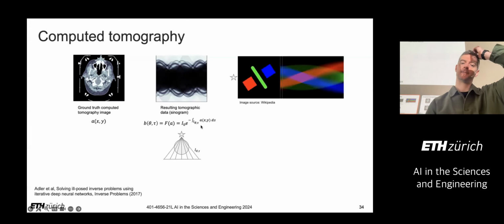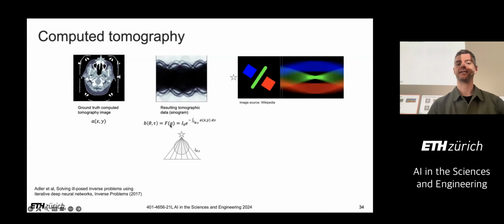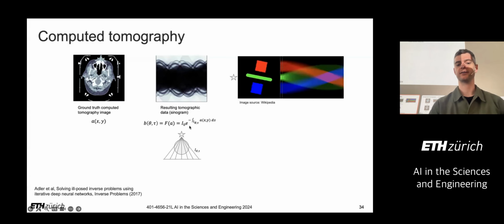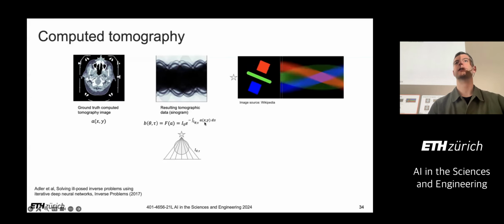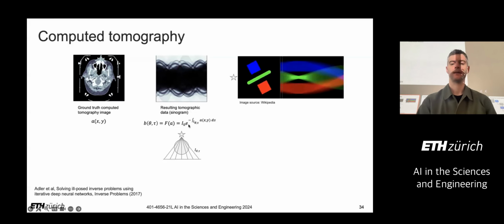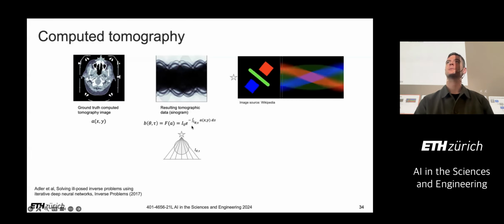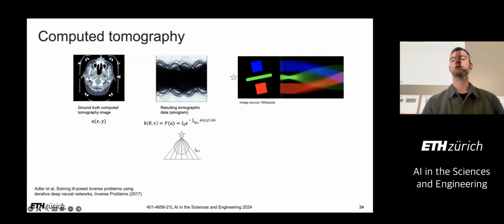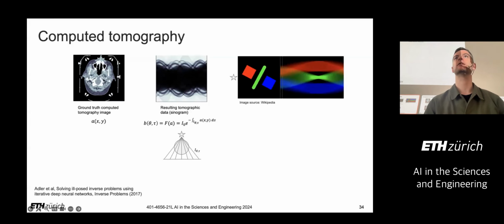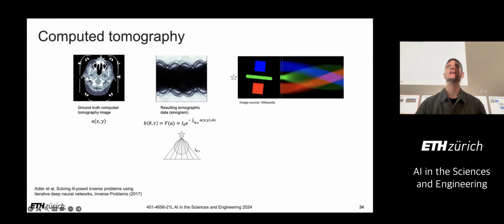We can write this mathematically using our understanding of the physics. We know that the intensity is just a simple line integration, over the line the X-rays traveled, of the absorption function itself, or the absorption image. So does this make sense, the problem and the data that we have and how we want to solve it? We want to go from this observed data to our actual underlying image. Okay, good.